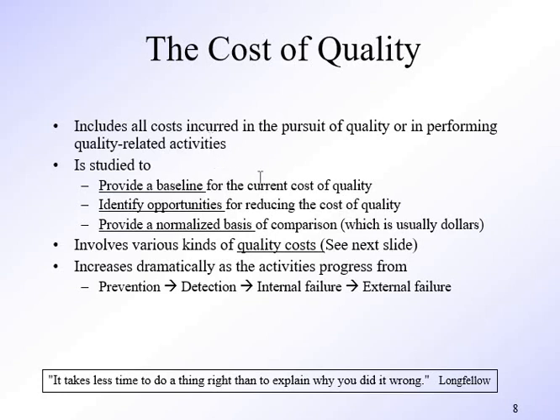This applies to provide a baseline for the current cost of quality, identify opportunities for reducing the cost of quality, and provide a normalized basis. See, let's say we are putting in tests, so this also includes the cost of quality. We are providing the team for validations. This also includes the cost of quality. We are investing, let's say, some time to review the code. This includes the cost of quality. So ultimately these are nothing but the cost of quality, right?